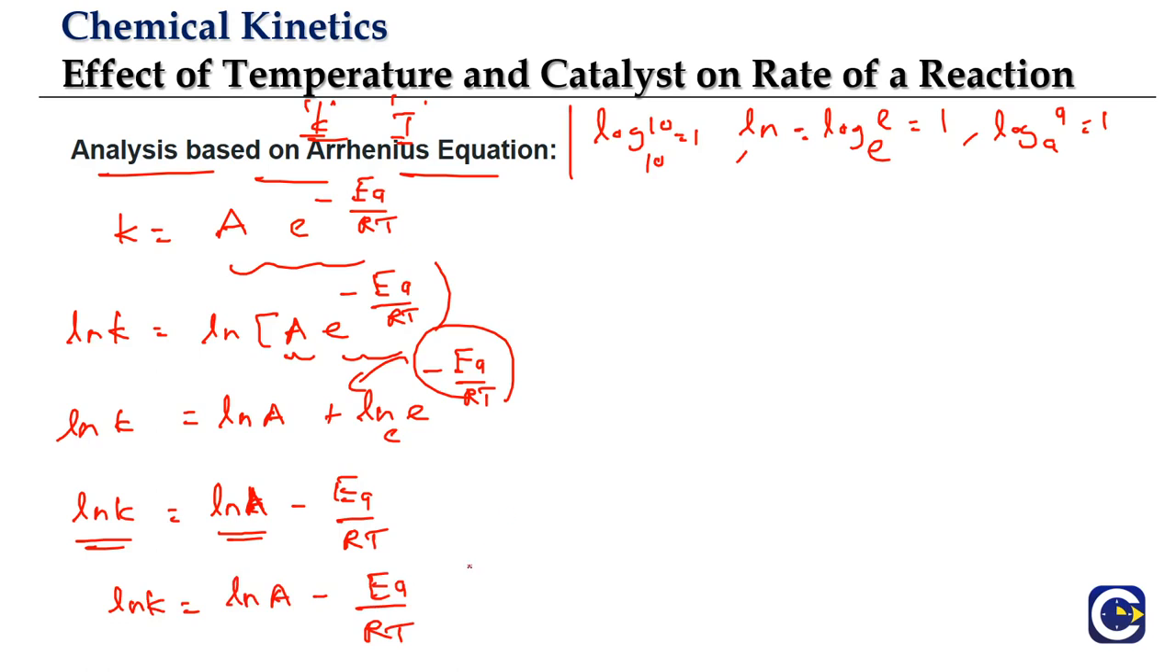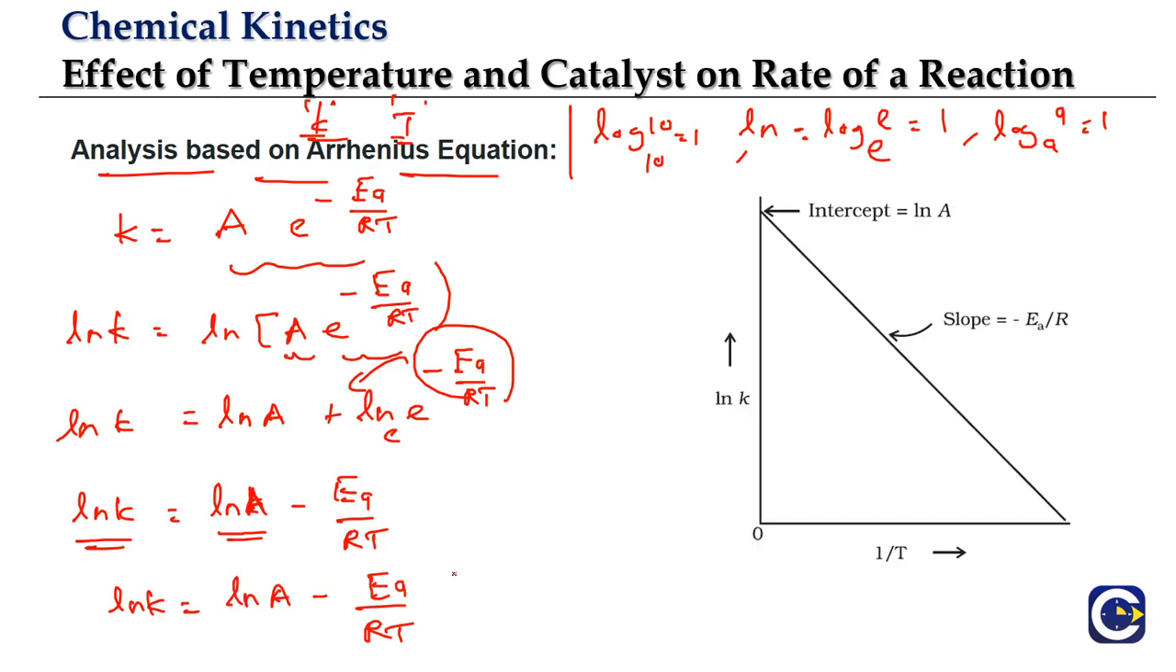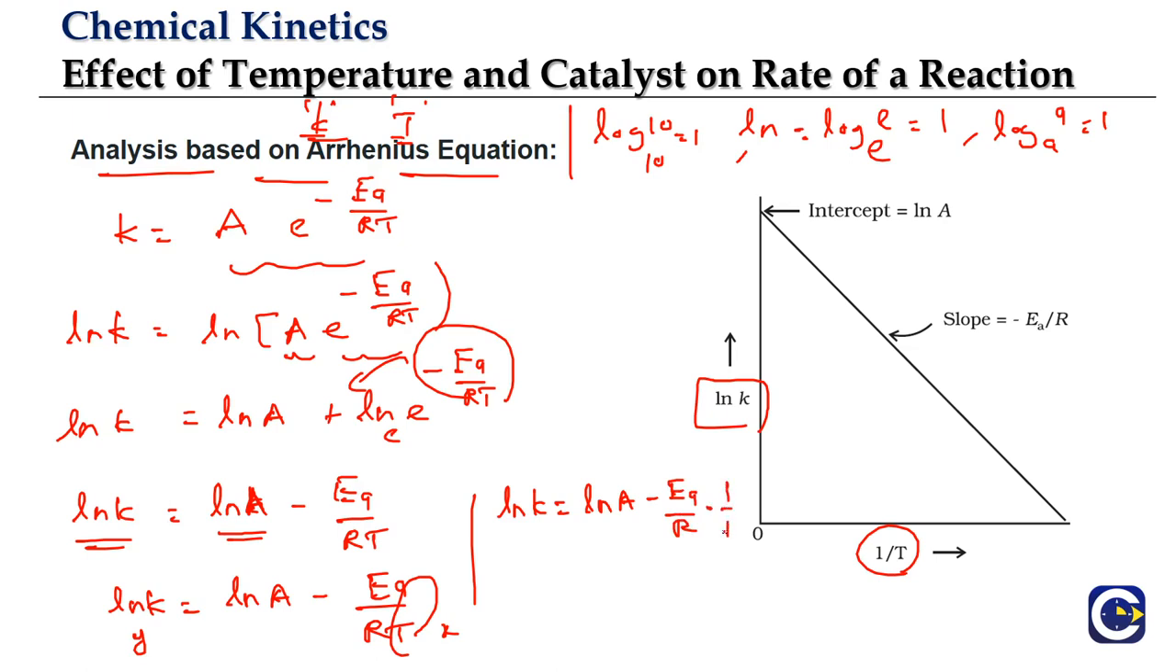Now we can even look at this in terms of the graphical representation of it. If we take ln k to be the y coordinate and 1 by T to be the x coordinate, the function we have is ln k is equal to ln A minus Ea by R into 1 by T. We are just rearranging and writing. So this is like y is equal to c minus m into x.